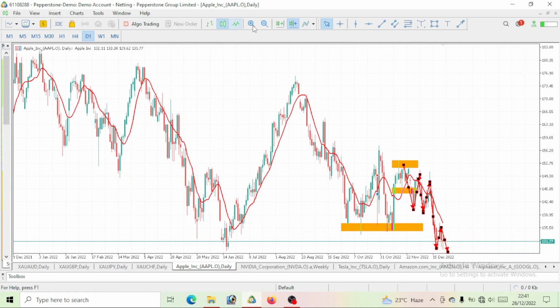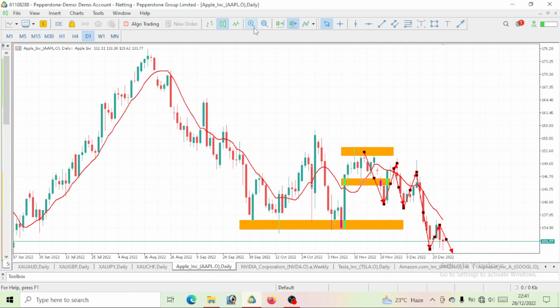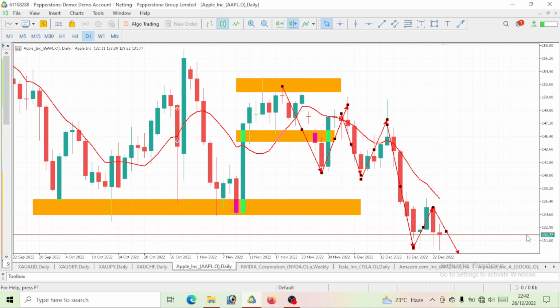Today, which is the 26th, the market did not open. We all know the market did not open because of the holiday. Now for the next day, which is the 27th, we expect markets to open. And once the markets open, we will be expecting a bearish move. Likewise, majority of our stocks like Amazon, Tesla, and Microsoft.